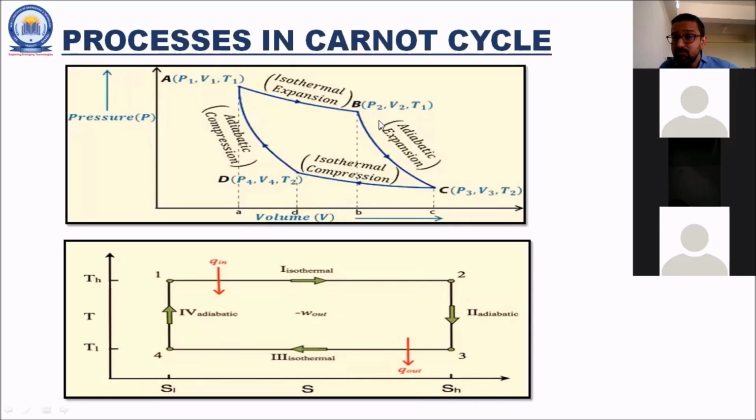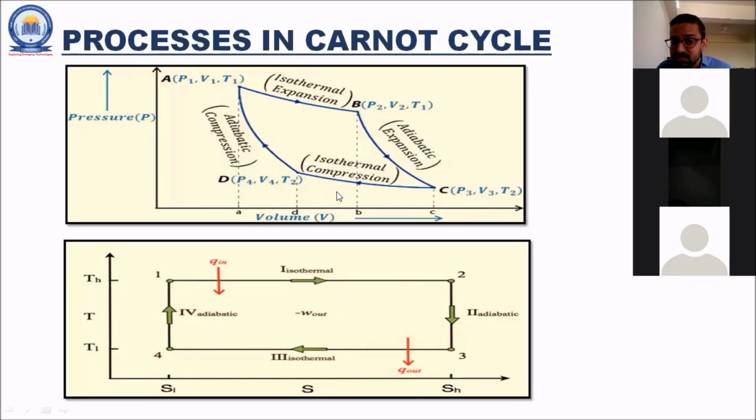The second process was the adiabatic expansion. So again, the pressure is decreasing from P2 to P3, but the volume is increasing from V2 to V3. The temperature is now changed because when we are considering the third process, that is isothermal compression, we need to reject the heat to the sink. So that must be the sink at the lower temperature as compared to the source temperature. So now the new temperature we have taken, that is T2.